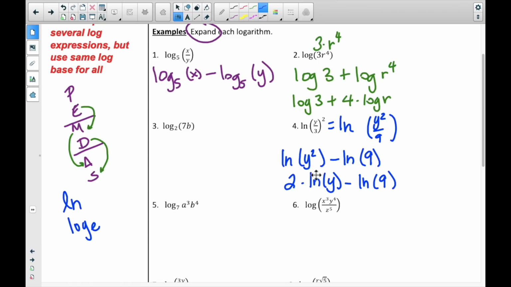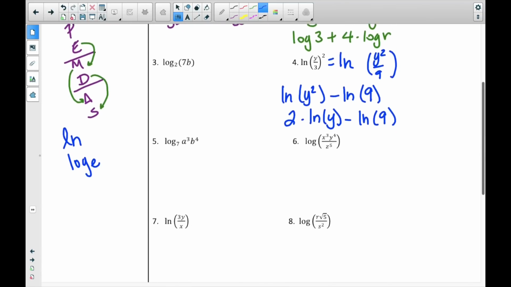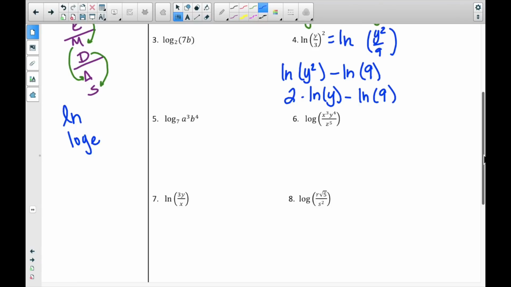How do you know when you're done? Well, you look at what you have and you decide, is it taking the log of more than one thing? Then you might need to expand it. But in my answer, I have the log of one thing minus the log of one thing. Same thing up here. I have the log of one thing plus 4 times the log of one thing. But in my original problem, I had the log of 2 things. Okay, so that's how you know if you're done or not.